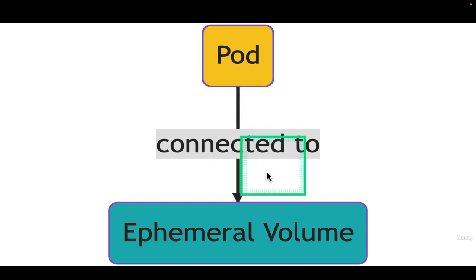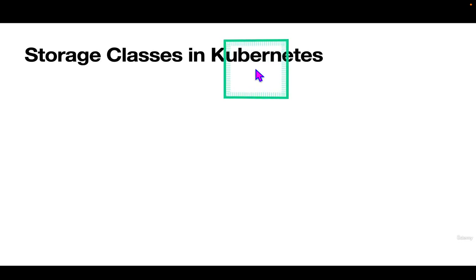So a pod gets connected to an ephemeral volume, but it exists only for the life cycle of the pod. So if you restart the pod or terminate the pod, all the data, whether it could be caching or any other kind of data, will get lost.